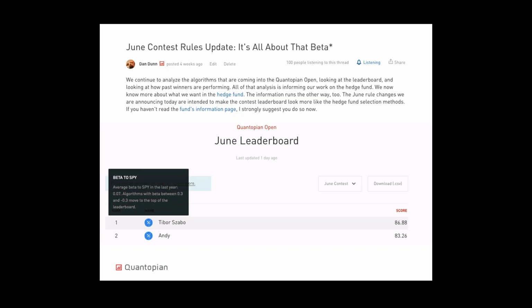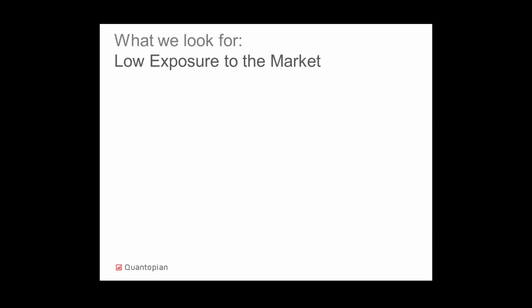So we're seeing early signs that the crowd is moving in this direction and submitting more stuff to the contest that's low beta, but it's really still early. So at this point, there's a really large opportunity to get out in front, I think win this contest and get your strategy into the fund. And what I'm going to do is talk a little bit more about the specific things that we're really looking for when selecting algorithms out of this contest entry period and actually into the fund that we're in the process of creating.